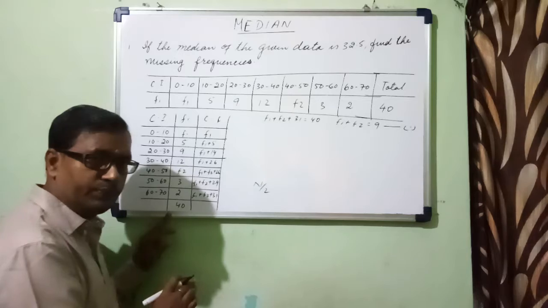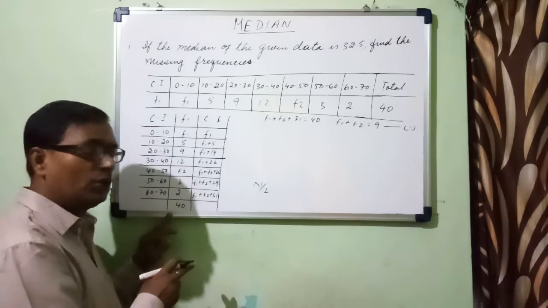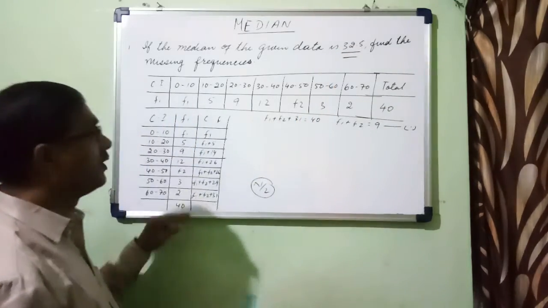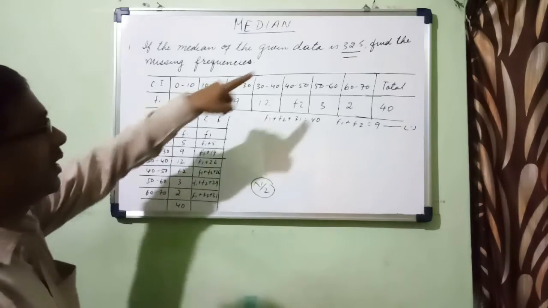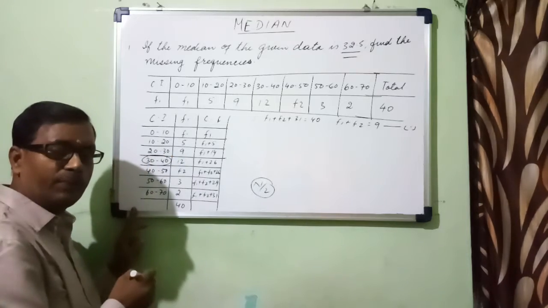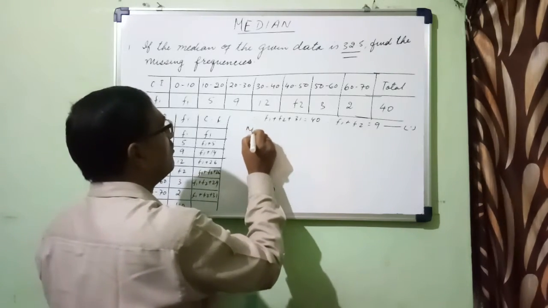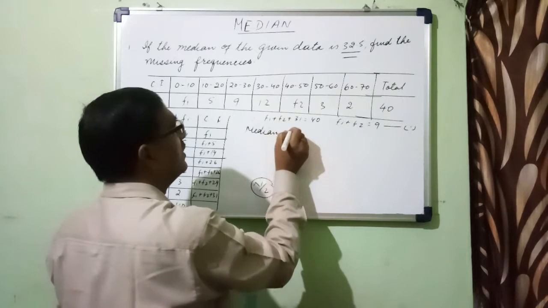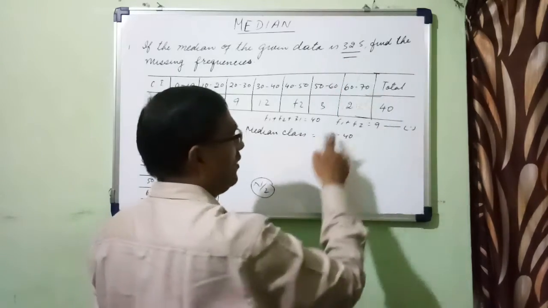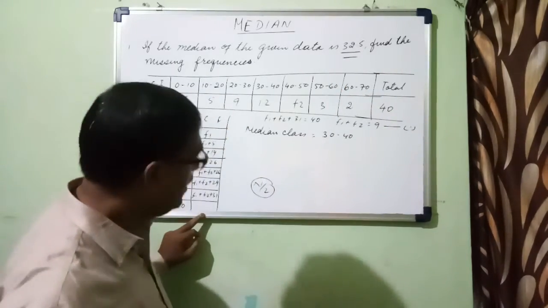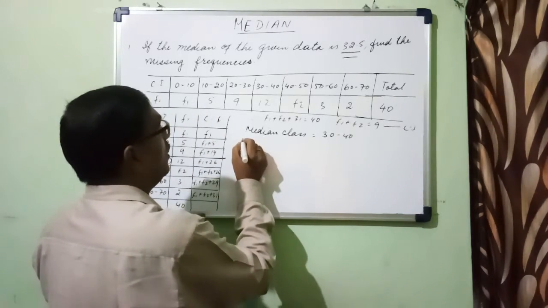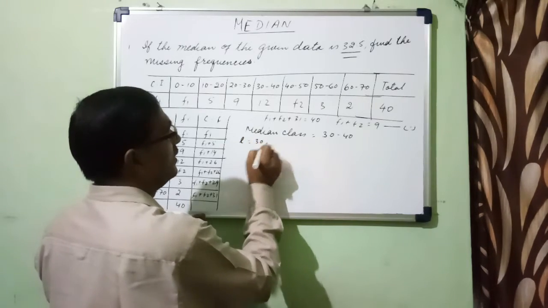Now, when you are finding the median, we always see n by 2 and just more than n by 2. But in missing frequency, you don't do that; you look at the given median and see in which class this 32.5 falls. It will fall here, 30 to 40. So we can say the median class is 30 to 40 because 32.5 falls between these two. Lower limit L is equal to 30.